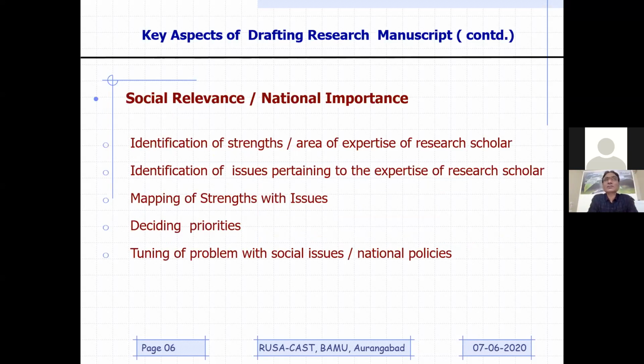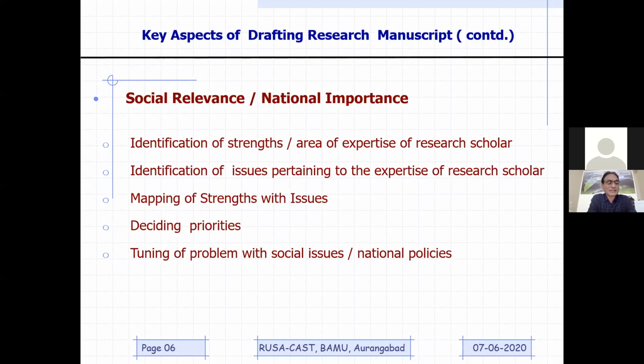Next one is how to, because many times people ask me that okay, I mean saying or making a statement is very easy, like we need to have a social relevance, we need to have the national importance in our manuscript, but how to incorporate this, how that social relevance can be reflected in our manuscript.